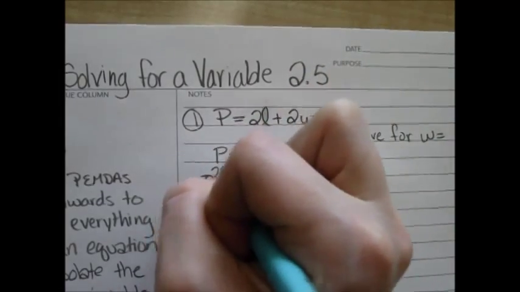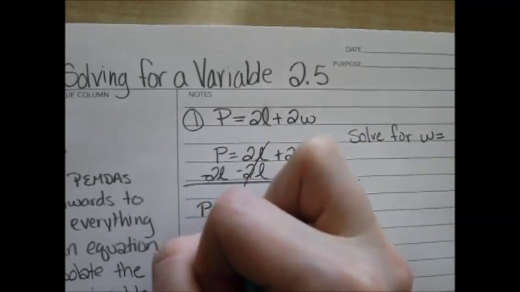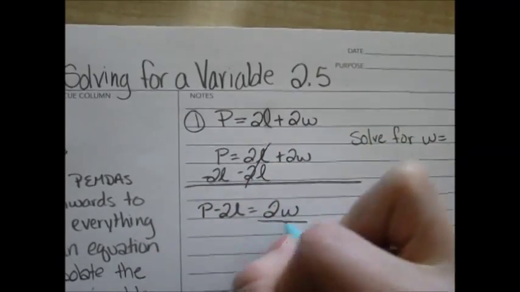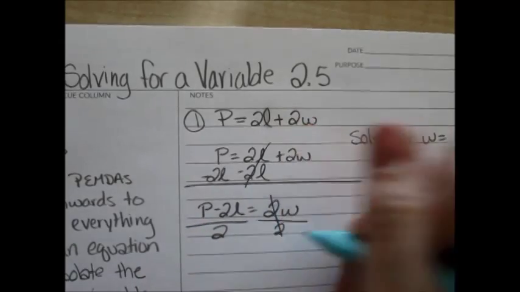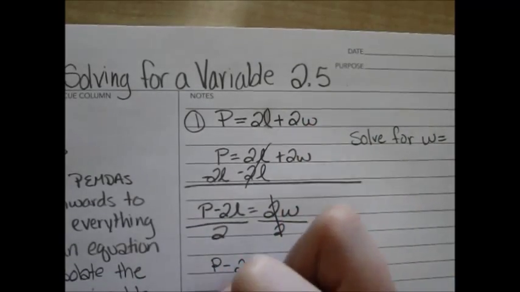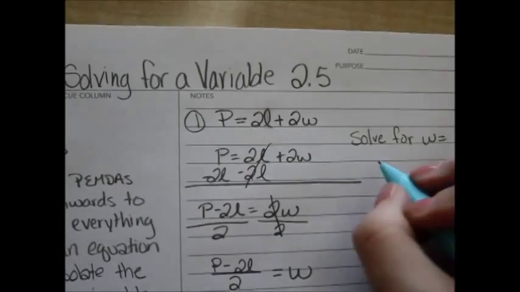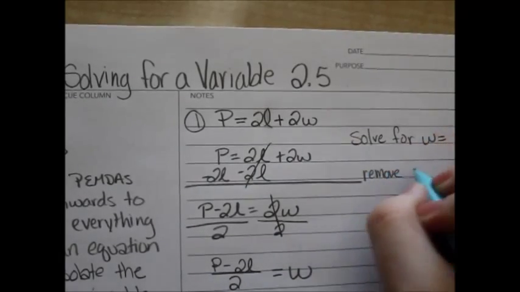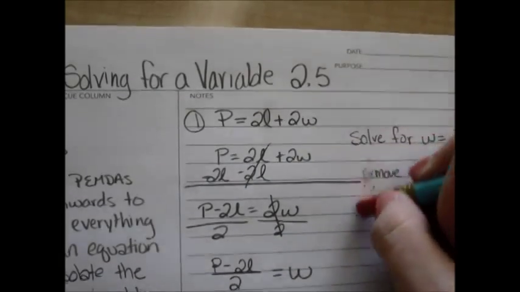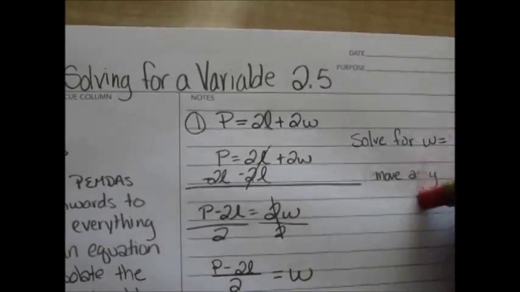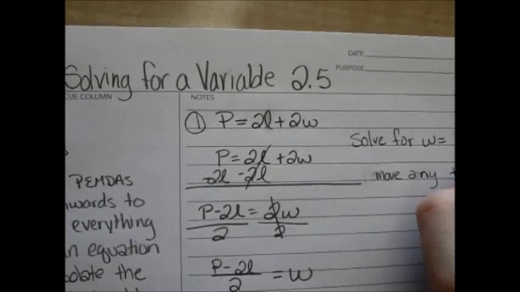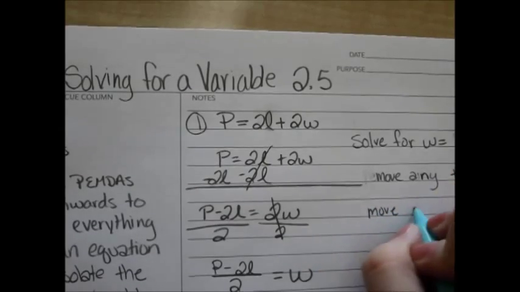So I'm first going to take away the length because I'm trying to get W by itself. So now I have perimeter minus 2 length equals 2W. I'm going to divide by 2 so that I know what 1W equals, or one side of the width. So I removed any adding or subtracting first. So I'm going through PEMDAS backwards.